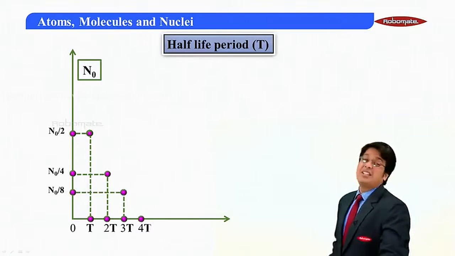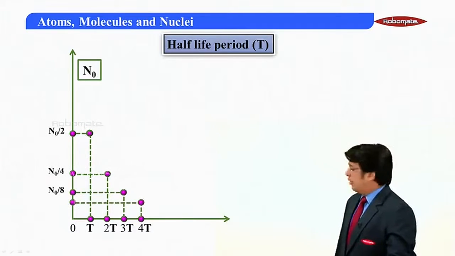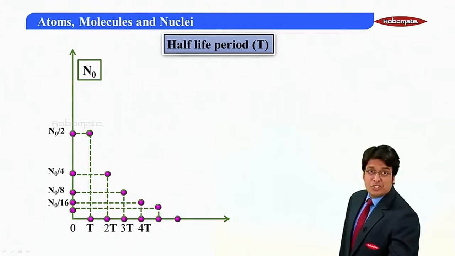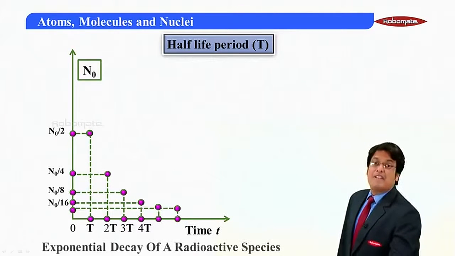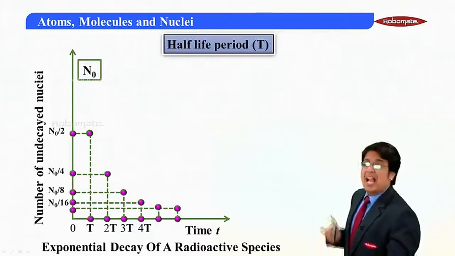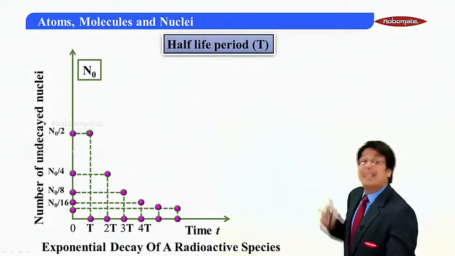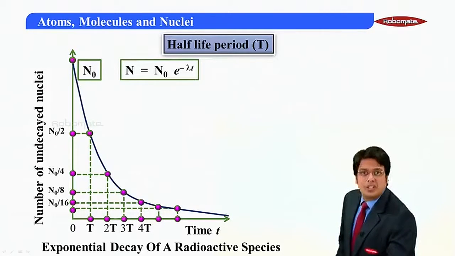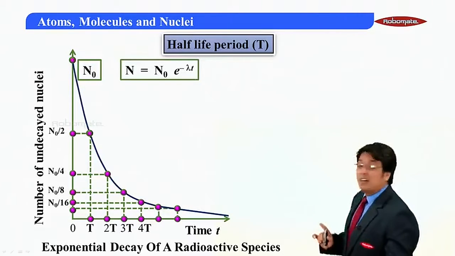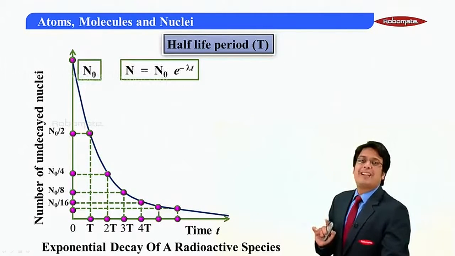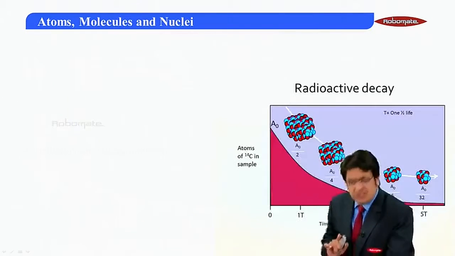Then again in the next half-life, let's say after 10 years or whatever it is, again I will get one more position. Again one more position. When I join all these, the graph between time period and the number of atoms present at that instant, I will get something called an exponential curve. And this exponential curve itself proves the formula N is equal to N0 e raised to minus lambda t.